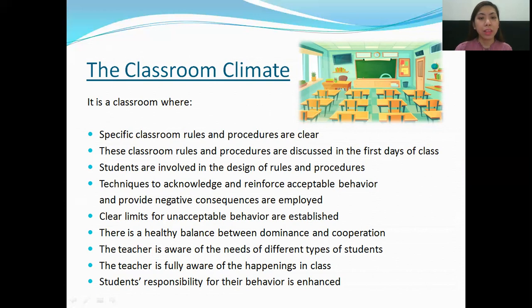There is a healthy balance between dominance and cooperation. The teacher is aware of the needs of different types of students. The teacher is fully aware of the happenings in class. And finally, students' responsibility for their behavior is enhanced.